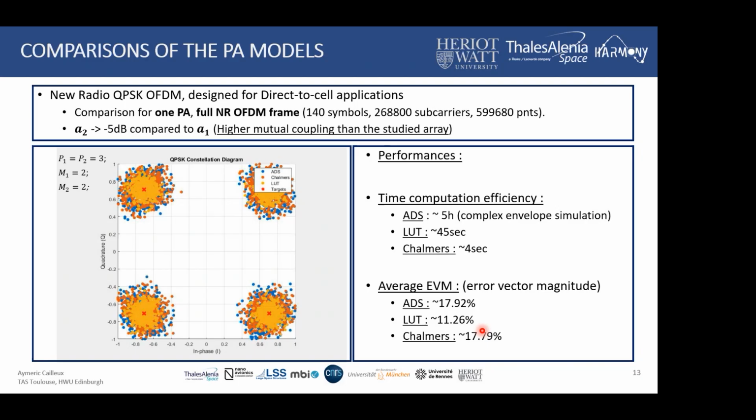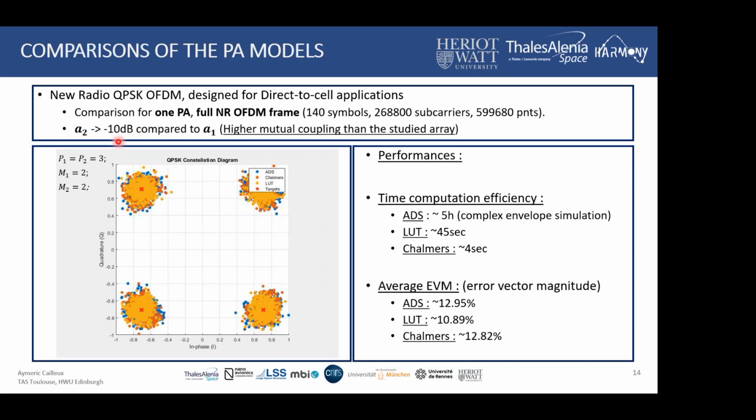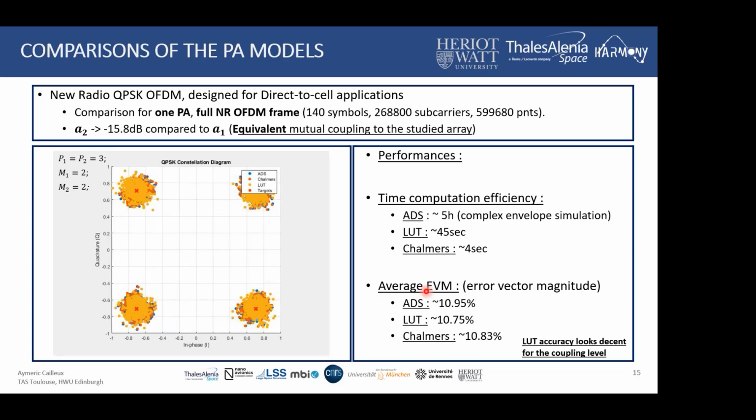But if we reduce the mutual coupling, now A2 is -10 dB lower than A1 for the same configuration, we can see that we can reduce this gap. And if we reduce it again until -15.8 dB, which is equivalent to the mutual coupling of the studied array I have, and I will present later, we can see that this difference in accuracy is not so strong. So the lookup table accuracy looks decent for this coupling level, even if the Chalmers model is still the best, both in terms of computation time and accuracy.